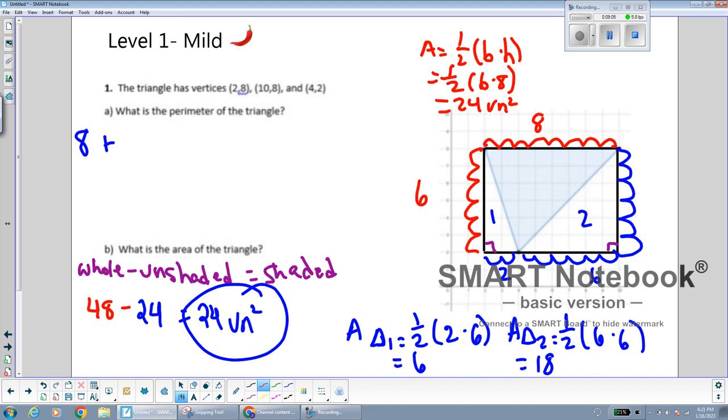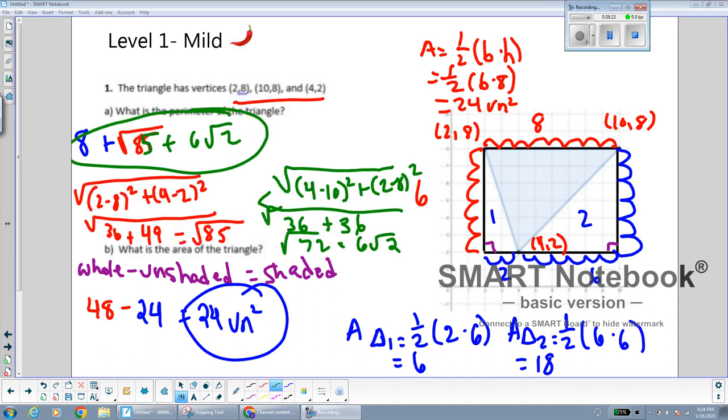So this was (2, 8). This was (10, 8). And that one was (4, 2). Just writing down the points from the question. So let me pause the video and I'm just going to find the length of the sides using the distance formula. And using the distance formula, I calculated the lengths of the two other sides of the triangle.